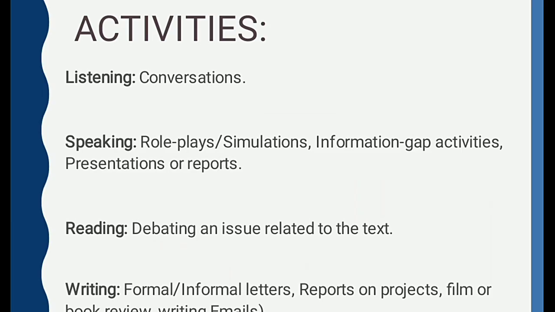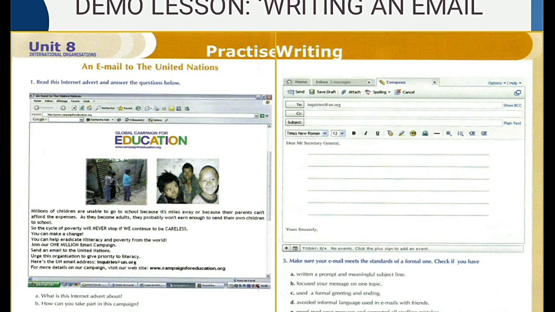For reading, you can have students debate an issue related to the text you provided. For writing, you can have them write formal or informal letters, reports on projects, film or book reviews, or write an email. Here we have an example of writing an email lesson taken from the Moroccan English textbook, Ticket to English for Second Baccalaureate, Unit 8.